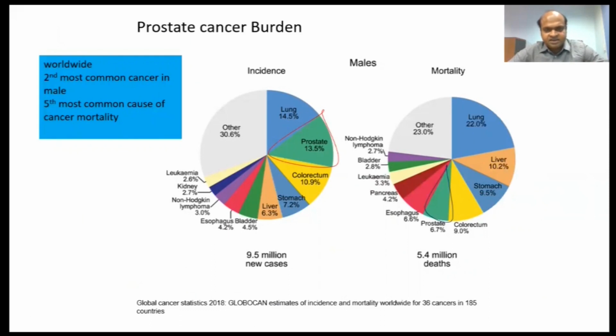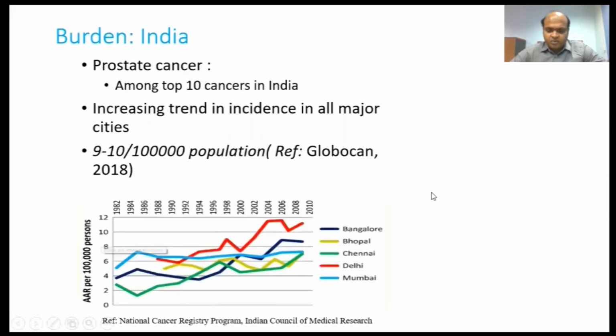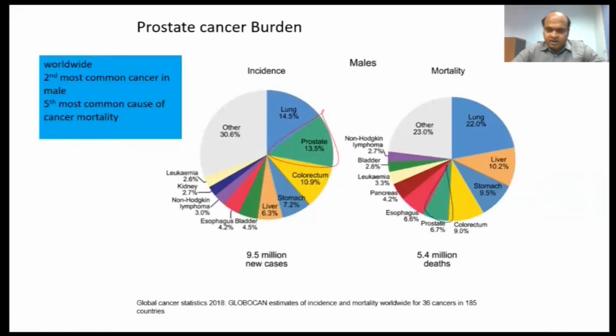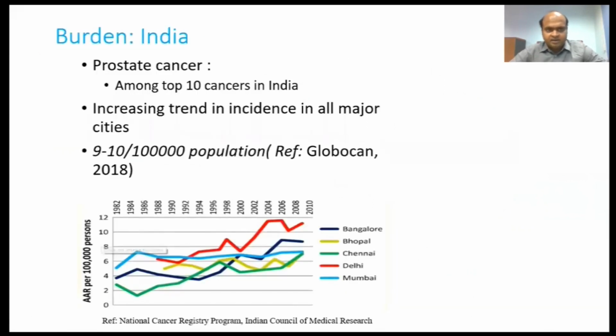Now I will talk about the prostate cancer burden, that is the incidence of prostate cancer in the worldwide scenario as well as in the Indian scenario. First, I will talk about worldwide data. It is the second most common cancer in males, whereas it is the 5th most common cause of mortality, as you can see in the right hand picture. Whereas in India, it is among the top 10 cancers, and the incidence is increasing in most of the major cities.